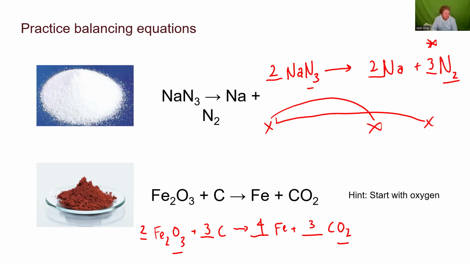Now, we started on the product side. I'm going to start on the reactant side. I'm going to erase these. We know it, but let's go ahead and try it. We've got 3 oxygens on the reactant side.